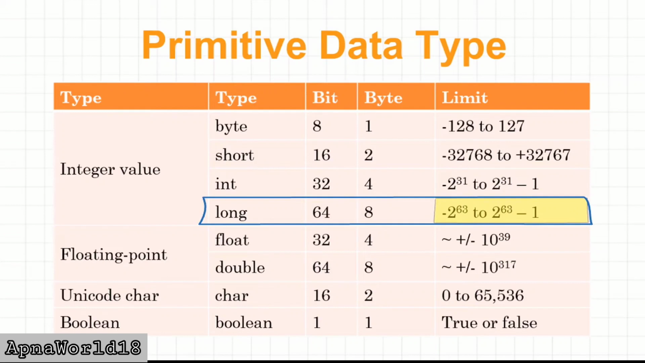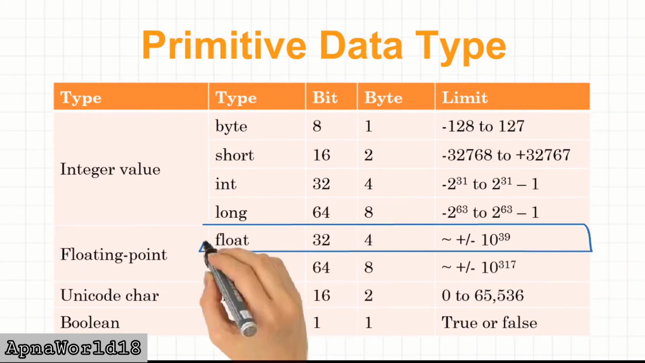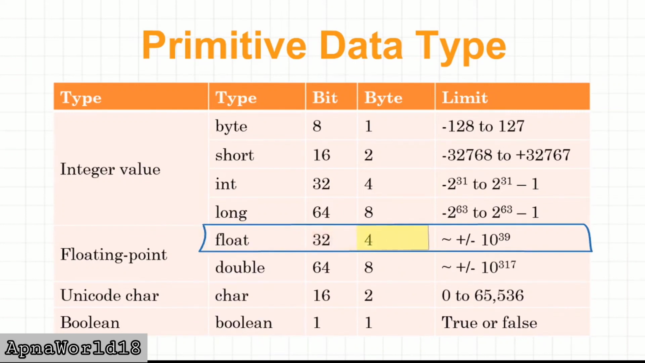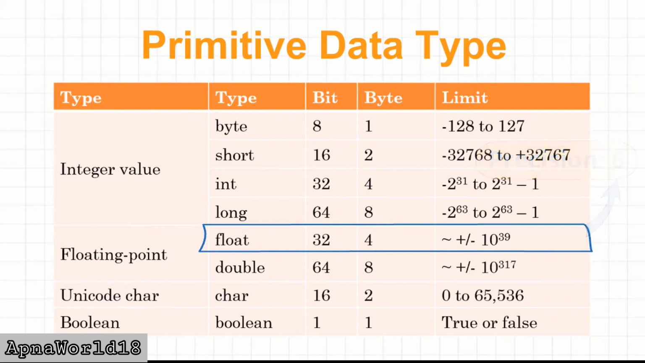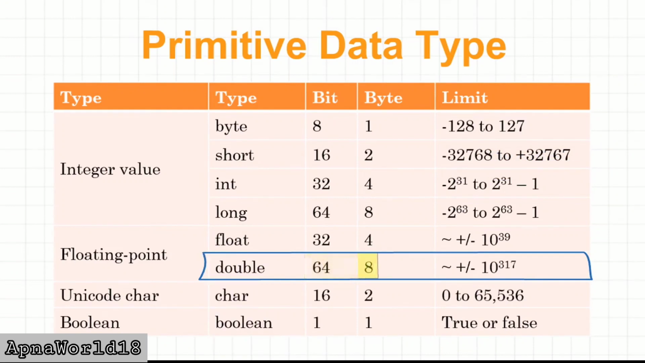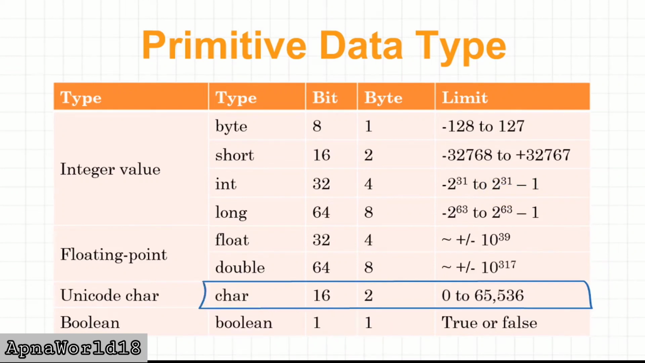power 63 minus 1. Float and double are fractional or floating point data types. Float has 32 bits or 4 bytes of storage and has precision of up to 6 digits, which means 6 digits after the decimal point. It is also called single precision floating point. Double has 64 bits or 8 bytes and has precision of up to 15 digits, so it is also called double precision floating point.